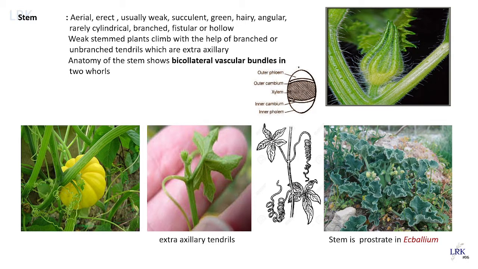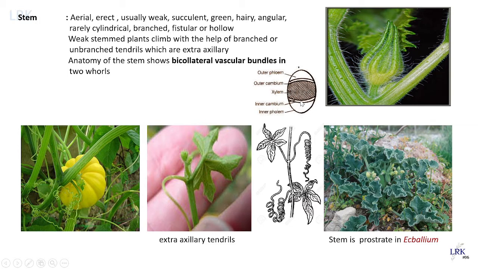And when coming to the anatomy of the stem, it shows bicollateral vascular bundles in two holes. What are bicollateral vascular bundles? A xylem is present between the two phloem strands. You can see here, this is one phloem strand, outer phloem, and this is the inner phloem. In between the outer and inner phloem, xylem is present.